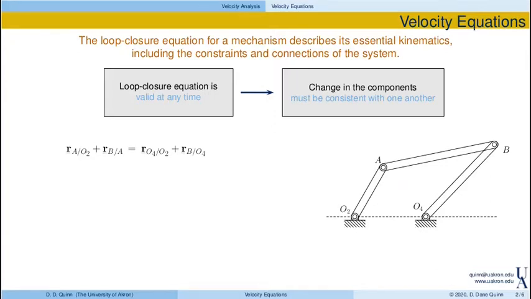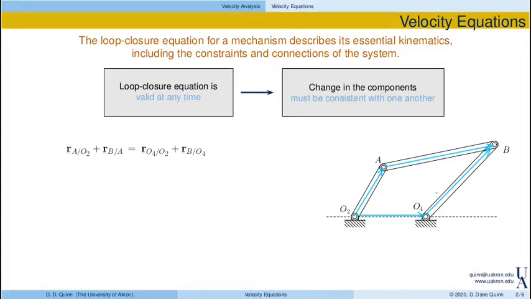For the 4-bar linkage that we see on the right, our loop closure equation can be written as the vector from O2 to A plus the vector from A to B, so that would be R of B with respect to A, equals the vector from O2 to O4, or R of O4 with respect to O2. And then finally, R of B with respect to O4. So again, this is our loop closure equation.